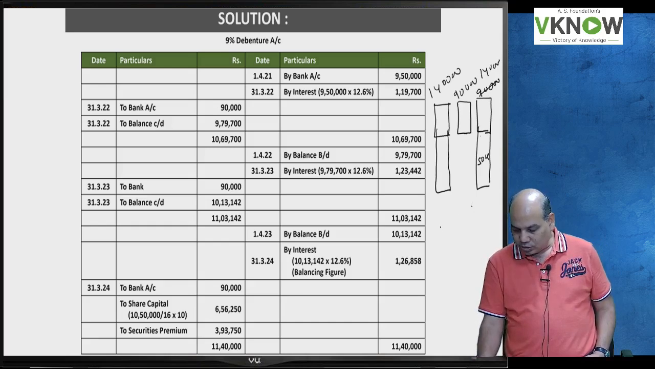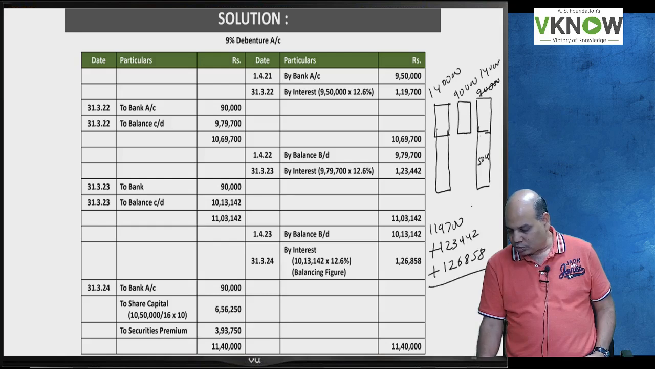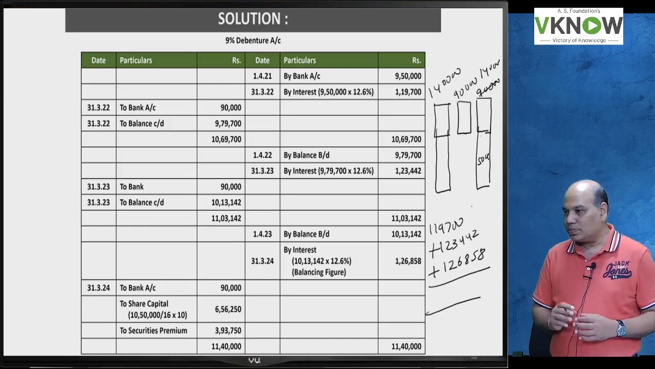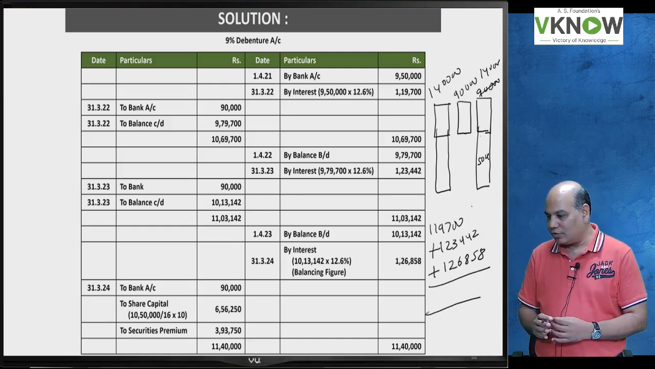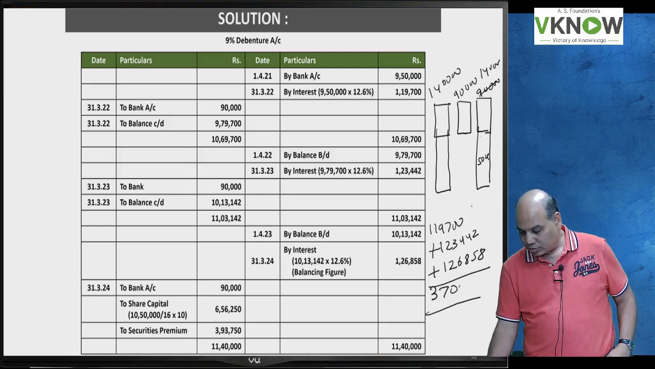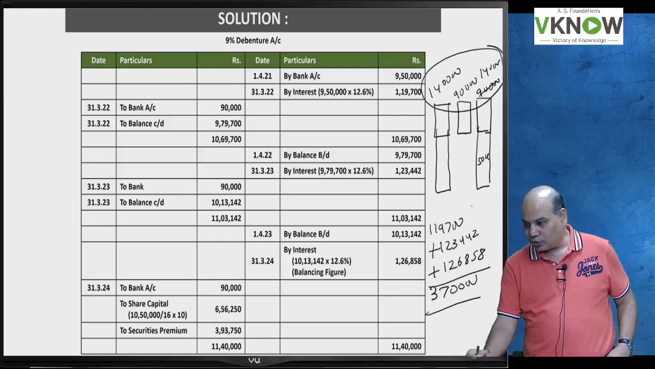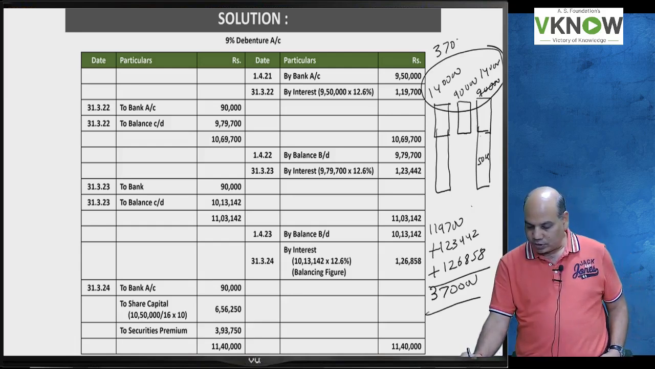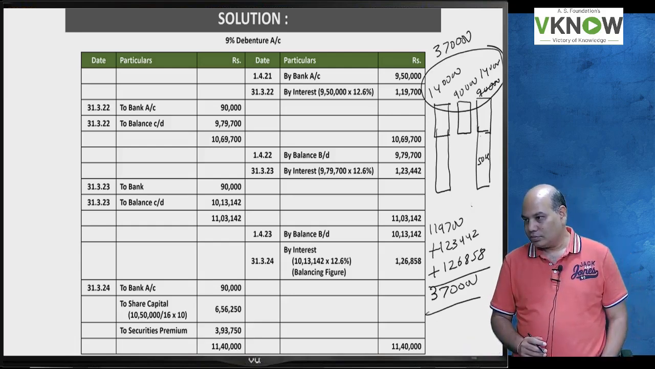In the final, what you are doing, you are recognizing 119,700 plus 123,442 plus 126,858. Can you please tell me the total, and you will find a magic happening now. Total expense recognized under Ind AS will be 3,70,000. Take this total, 140 plus 90 plus 140, 370. Then what is the difference?